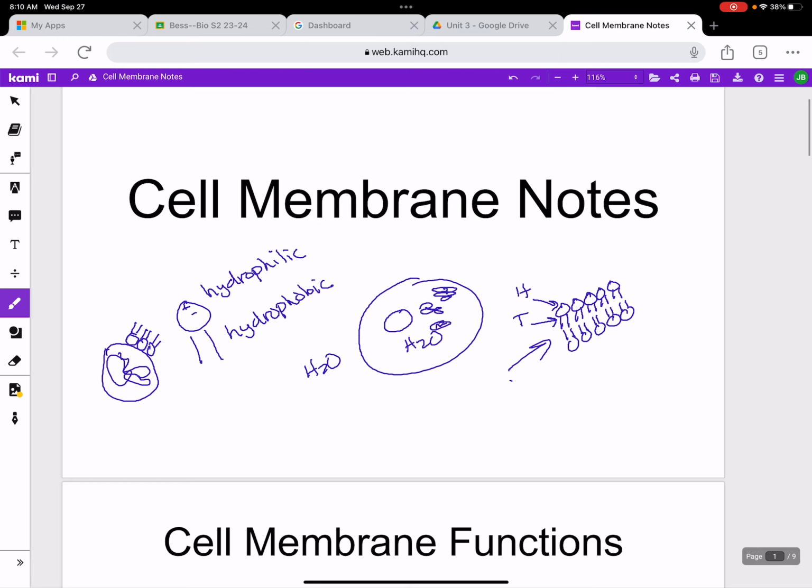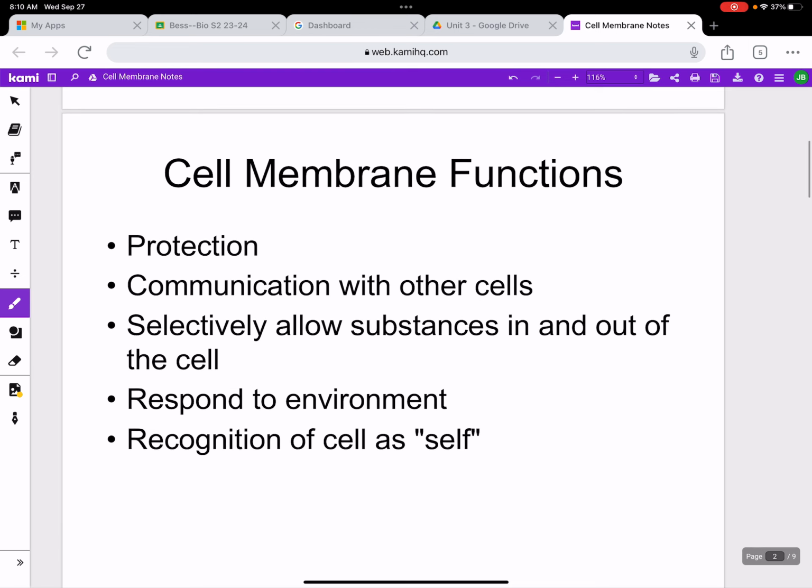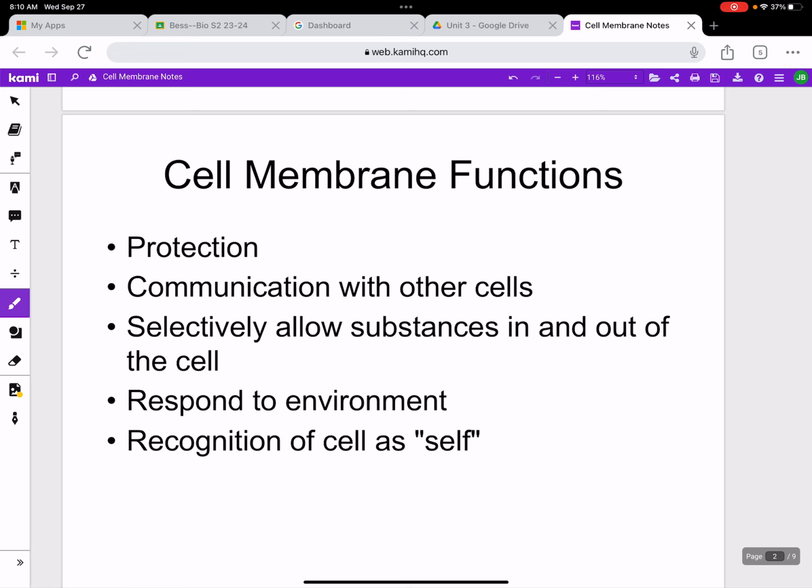Now there are other molecules we're going to talk about in this video that are also found in the cell membrane, in particular proteins. Before we get into that, let's cover the function of the cell membrane. The function of the cell membrane can be protection. It acts as a barrier that keeps stuff in as well as doesn't let stuff outside get inside of it. It also serves as a site of communication with other cells. That's what we're going to talk about with the proteins today. The proteins help communicate.